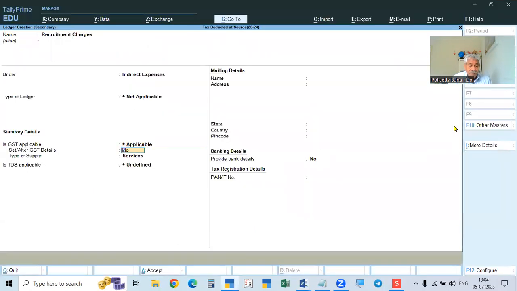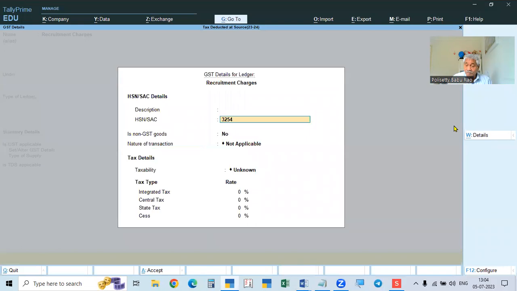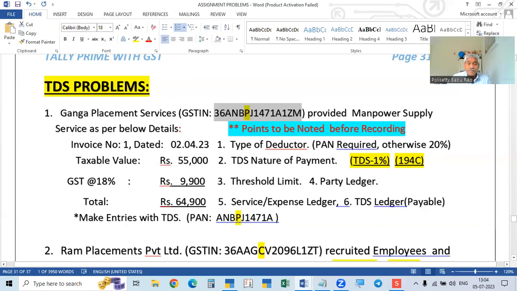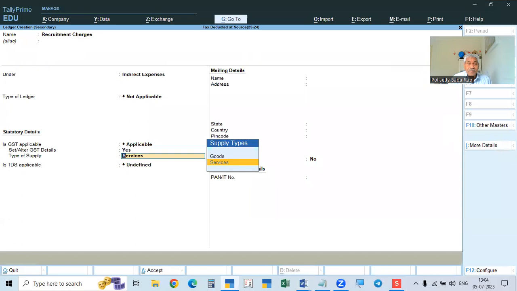So tax is applicable. Yes. So give the number and then come down. Taxable 18%. For any service, it is 18%. You check it also, 18%. So 18% accept. Then it is service. If it is goods, you will take goods. Now it is service, take service.